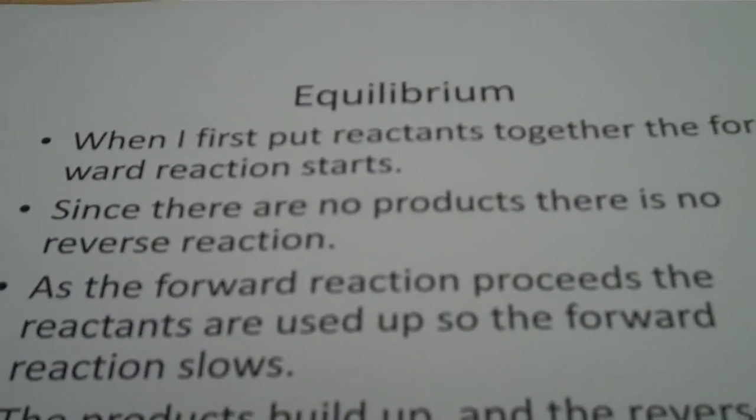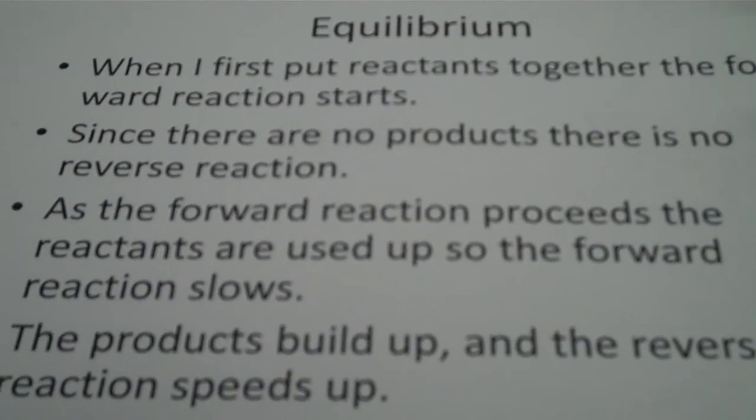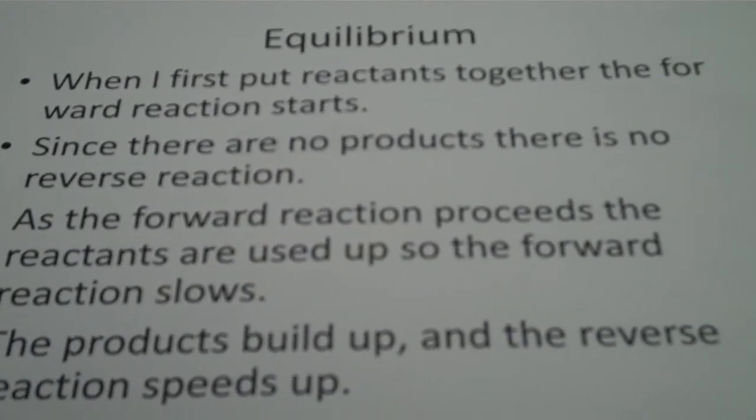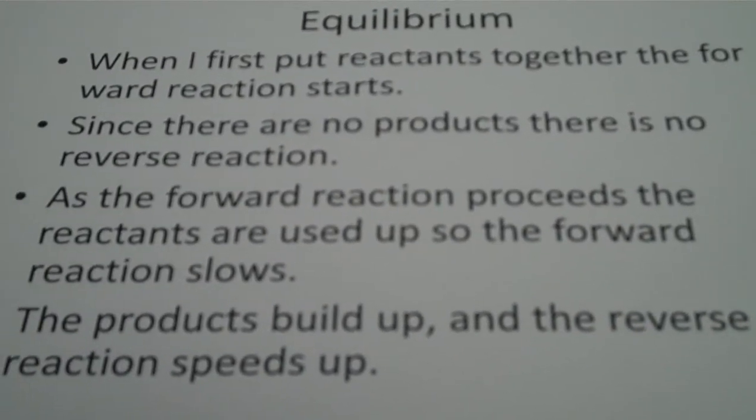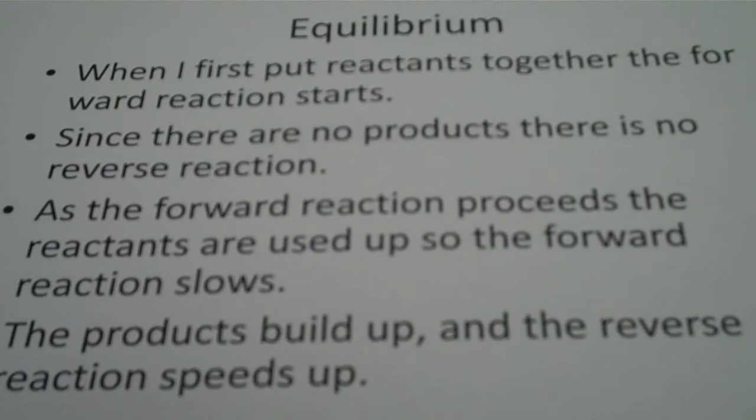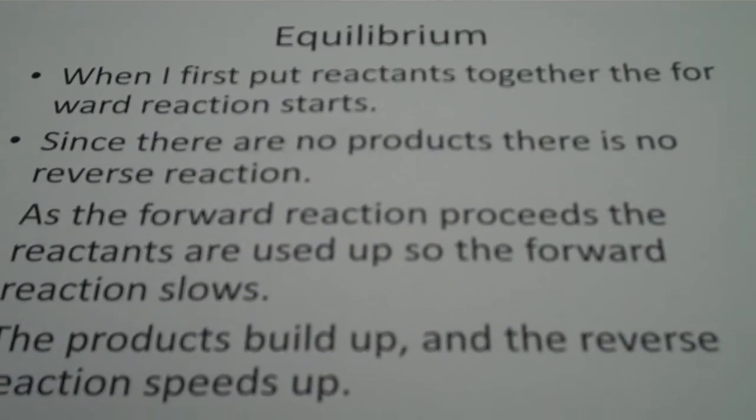This section is about equilibrium. When you first put a reaction together, only the forward reaction starts. Since there are no products, there is no reverse reaction. It can only go one way, the way we're used to, going towards the products.